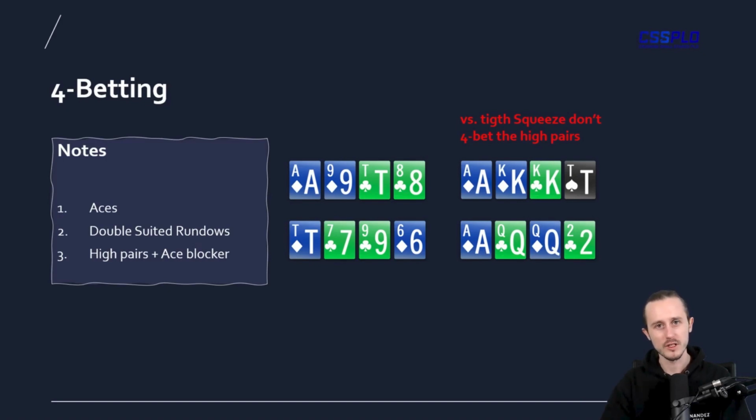If your opponent is a regular and is capable of squeezing basically the hands that he should squeeze here, then a hand like ace king king 10 and high pairs with an ace blocker that are double-suited, like ace queen queen deuce, are great additions there. They have a lot of value in 4-betting. We block aces, and they are often the best hand at that point.